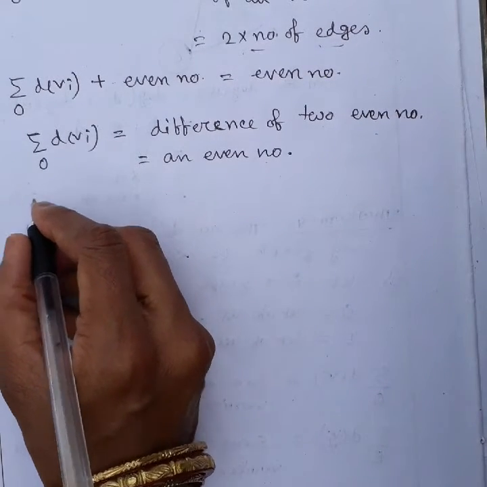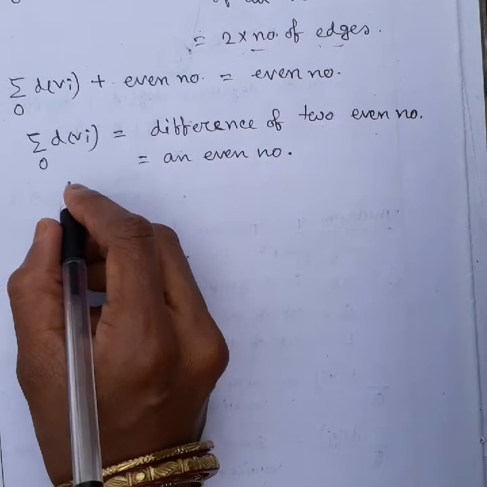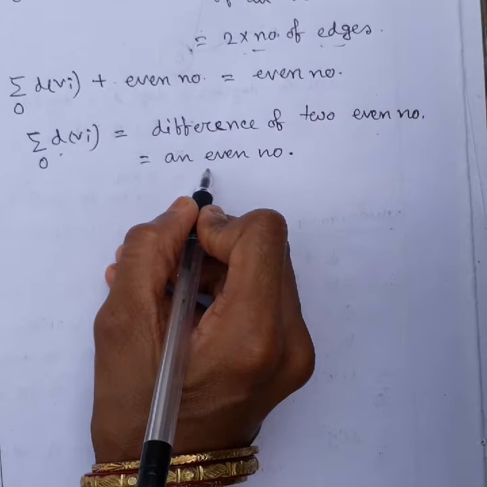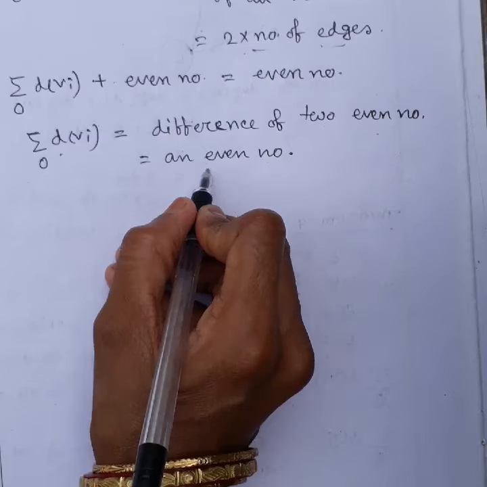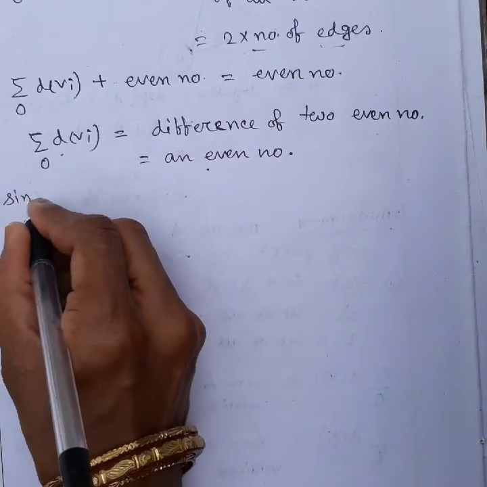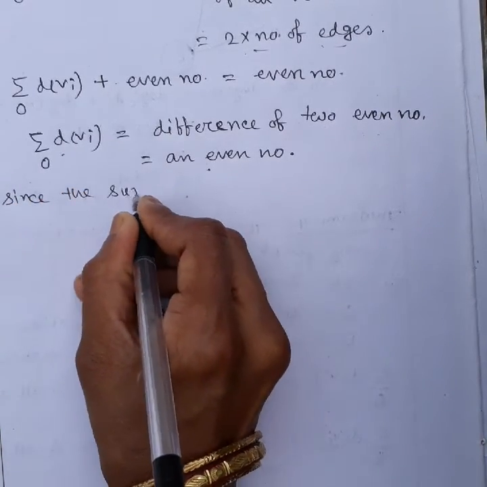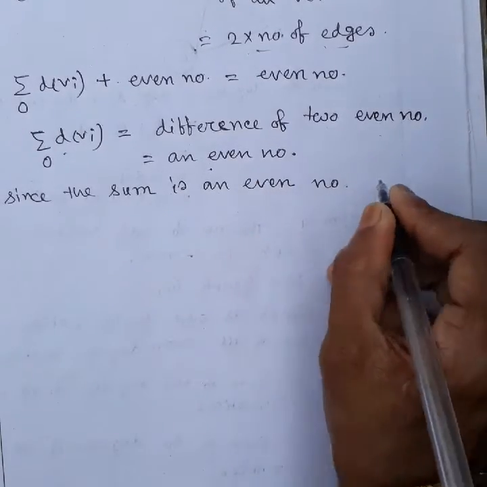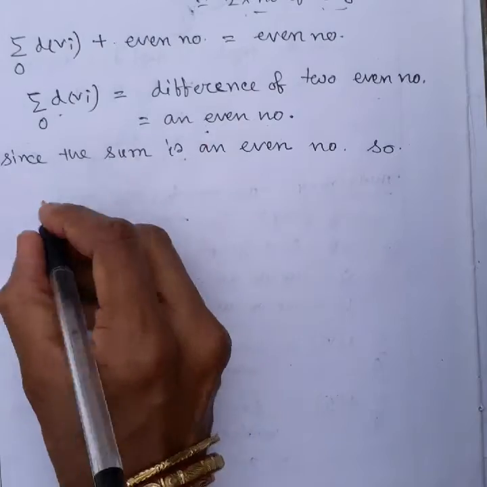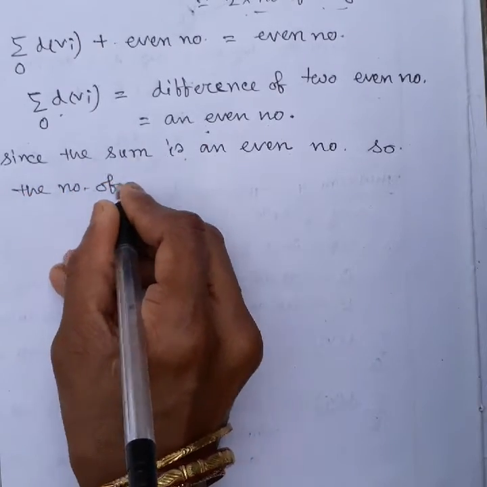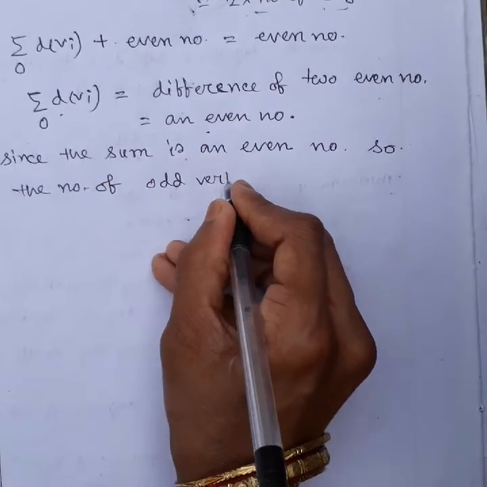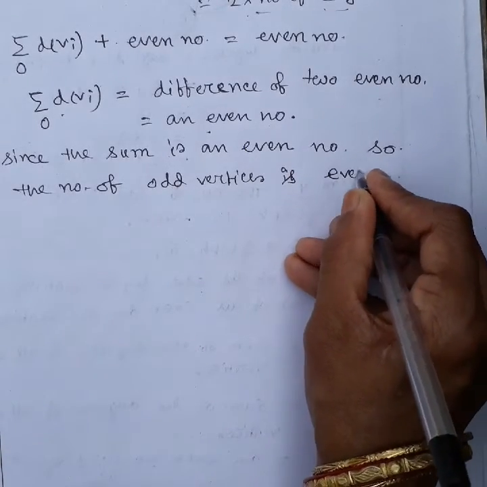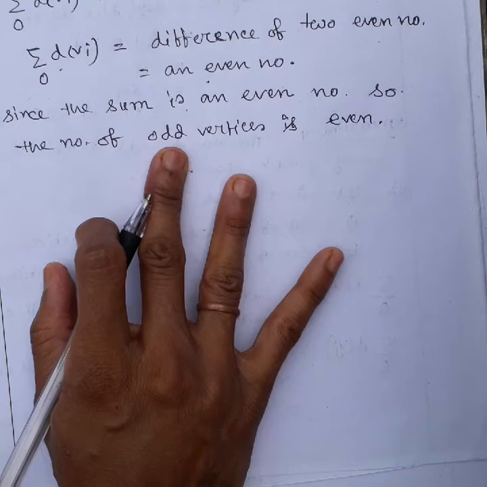Okay, so we prove here that, as it is an even number, that means since the sum is an even number, so the number of odd vertices is even. Okay.